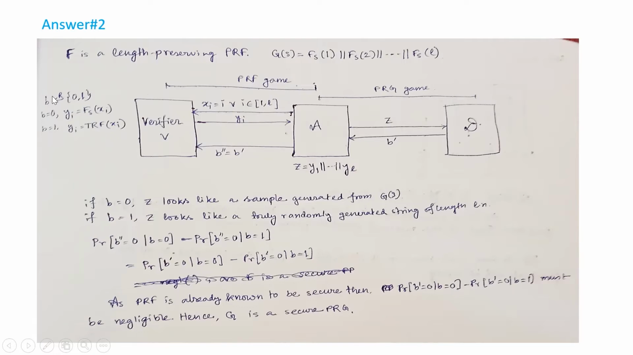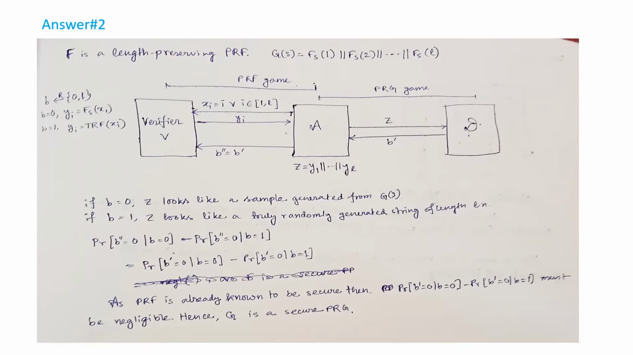To see this in detail, the verifier chooses one bit, either 0 or 1. If the bit b is 0, then for each query input xi it provides the PRF output fs of xi; otherwise it provides the truly random function value on input xi. Now the adversary queries for various values of xi from 1 to L, one after another, and in response it sees yi, which can be either PRF output or TRF output.